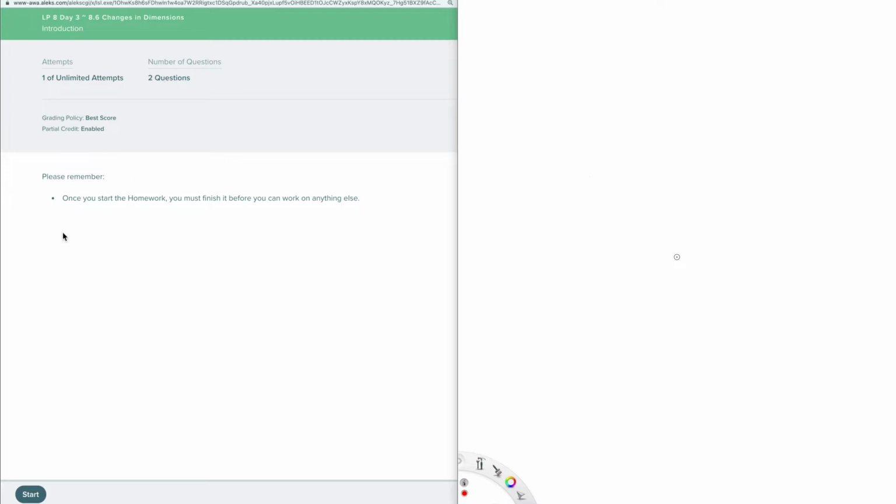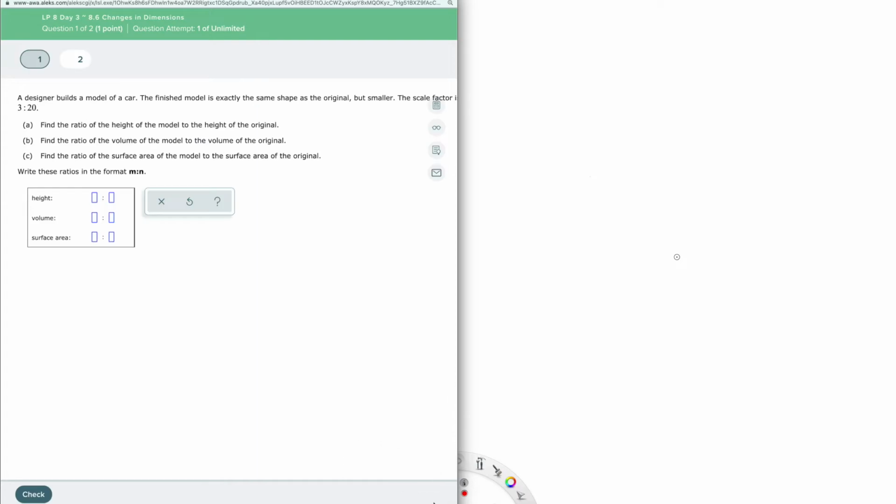Please remember, once you start your homework, you must finish it before you can work on anything else. What that means is when I click Start down here, down in the bottom right corner, we will see a Submit Assignment button. We need to make sure that we click that Submit Assignment button when we want to leave the screen. So we don't come up here and close the tab. We don't just close our computer, because Alex is going to assume you want to leave this attempt open. Remember, you have unlimited attempts. There's no reason to leave it open.